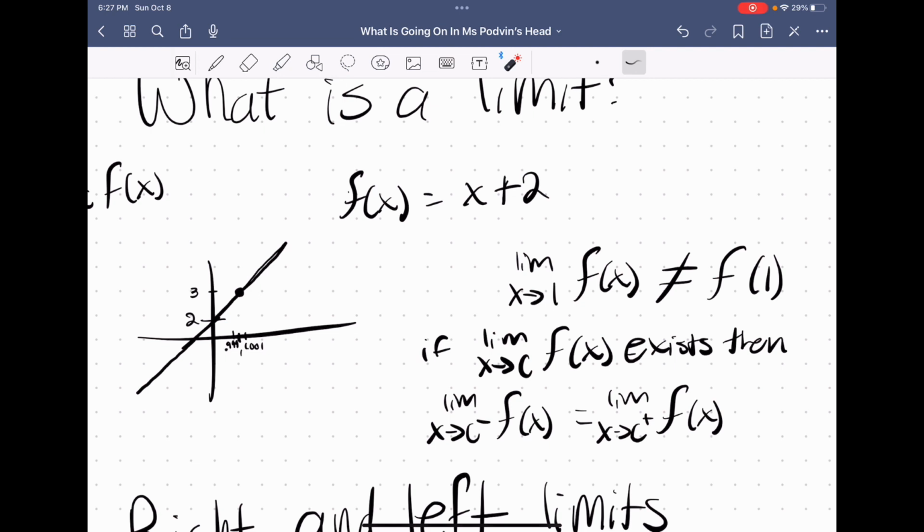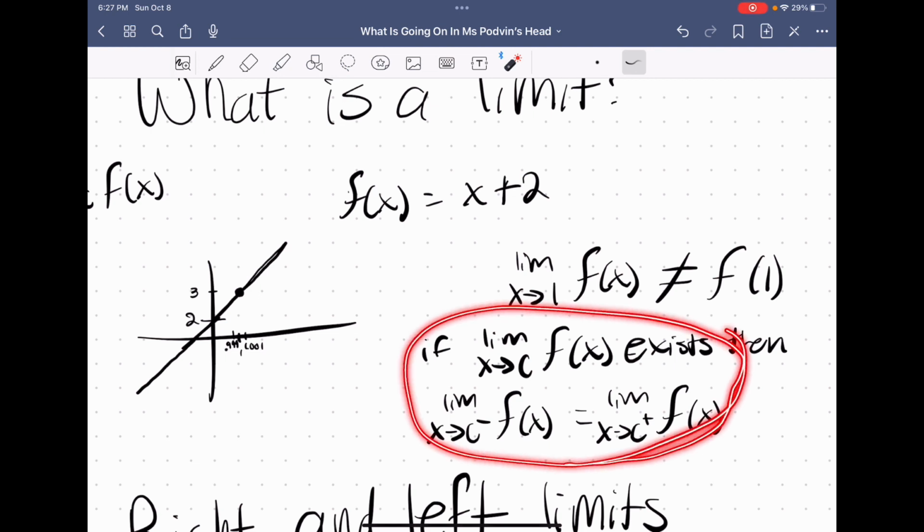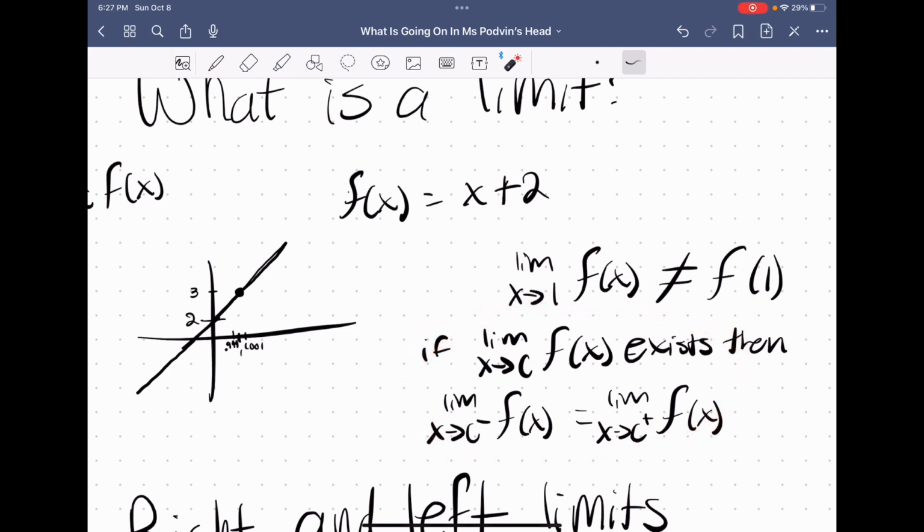Now, if they're both going to the same y value, that means the limit as x approaches c exists, because it looks like in this example, from left to right as we get closer and closer to 1, the function is going towards the y value 3. And from the right, when we look right to left, as we follow the function in, we're getting closer and closer to the y value of 3. Now, why is this important?